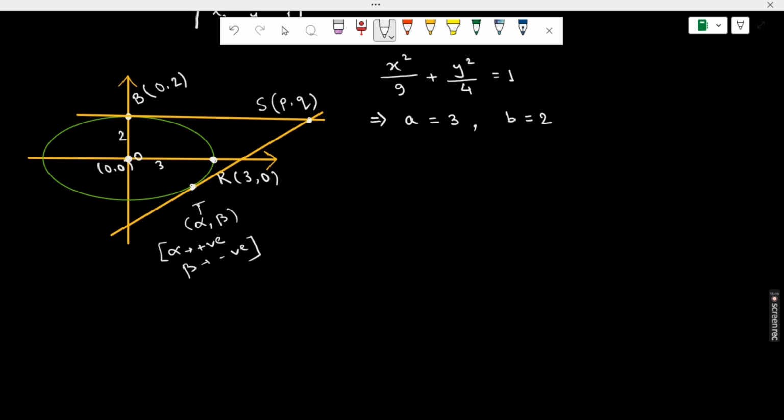Now it is mentioned that the area of the triangle ORT, that means ORT. So we have to draw this triangle here. The height will be this one, and the base will be the length OR, that means 3.